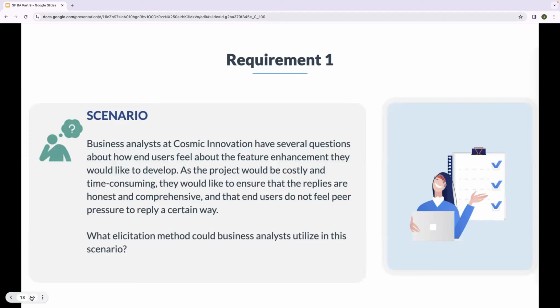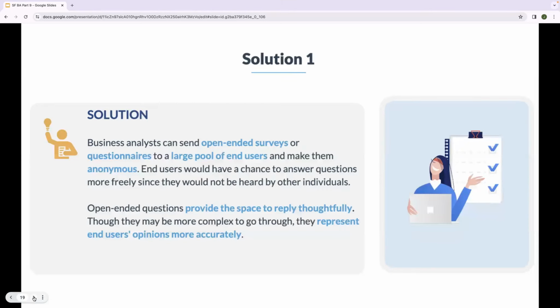Business analysts at Cosmic Solutions have several questions about how end users feel about the future enhancement they would like to develop. As the project would be costly and time consuming, they would like to ensure that the replies are honest and comprehensive, and that end users do not feel peer pressure to relate a certain way. What elicitation method could business analysts utilize in this scenario?